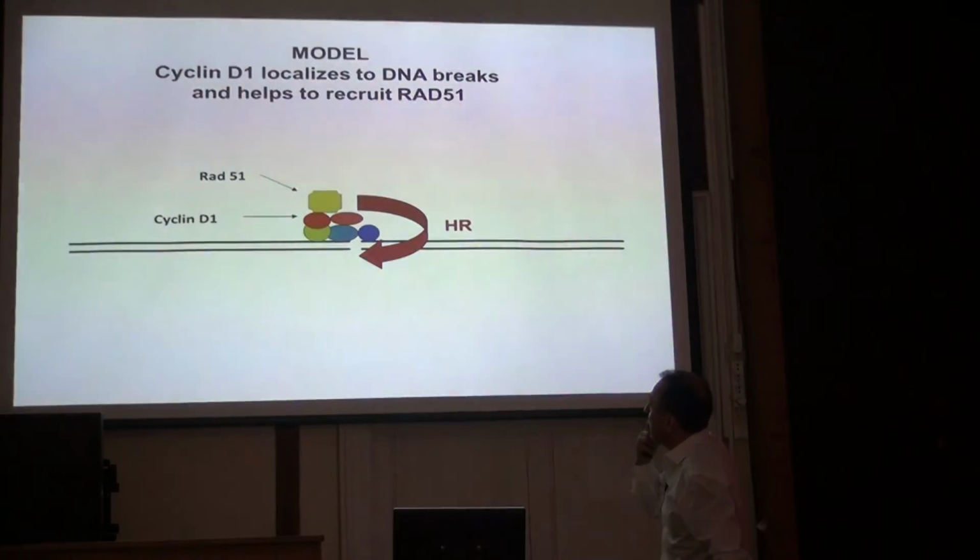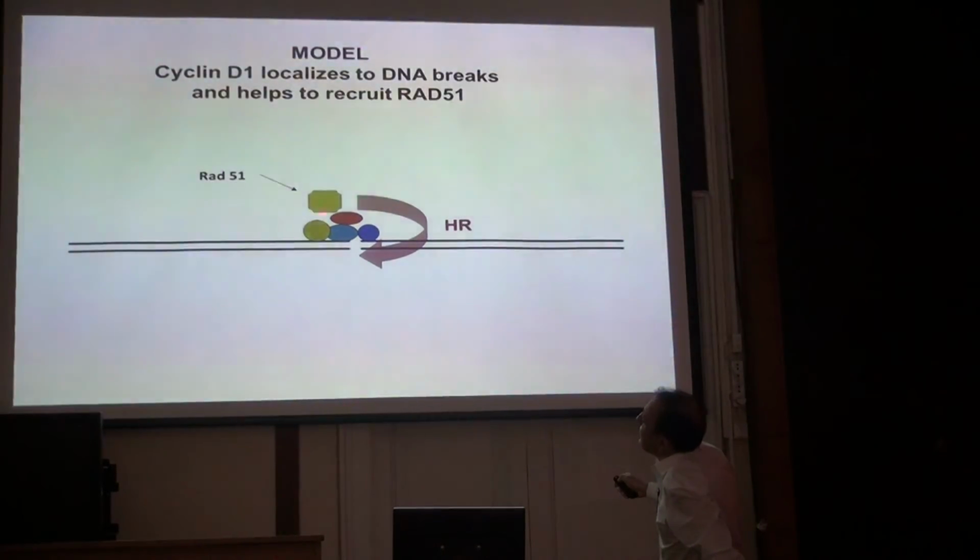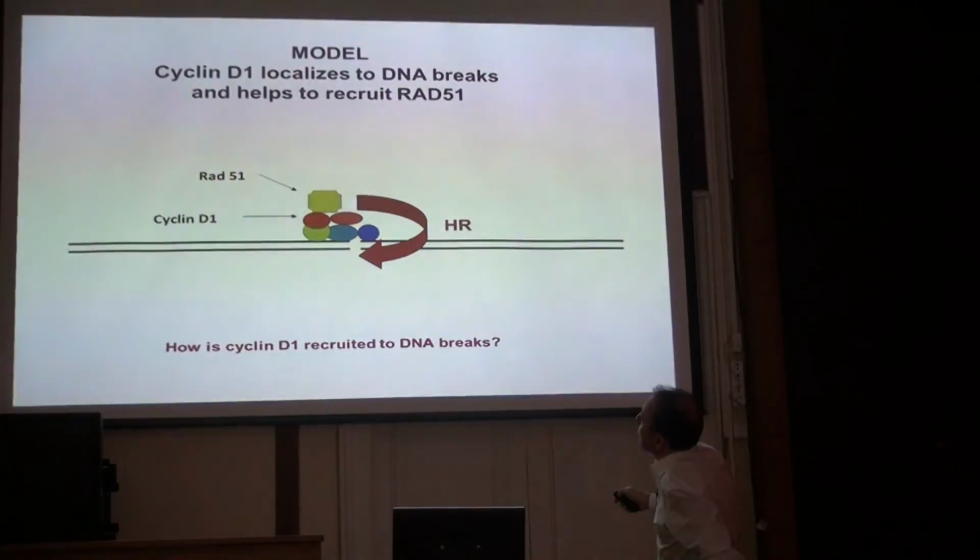To the broken DNA, and this is the model shown here. Cyclin D1 is recruited to broken DNA, and it helps to recruit RAD51, and RAD51 in turn drives homologous recombination. If we knock down cyclin D1, then there is less RAD51 being recruited to DNA, and there is less homologous recombination. Of course, the question is, who is bringing cyclin D1 to DNA? Who is this green protein that brings cyclin D1?